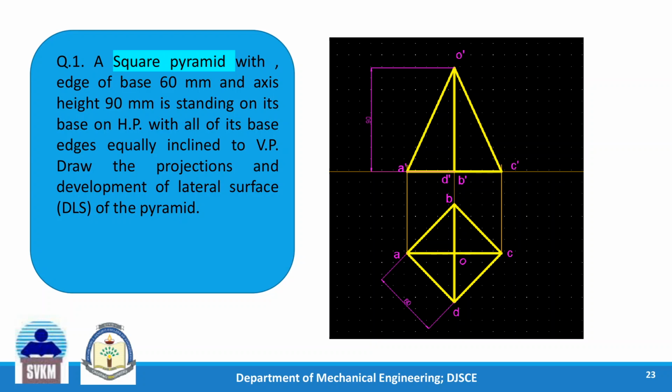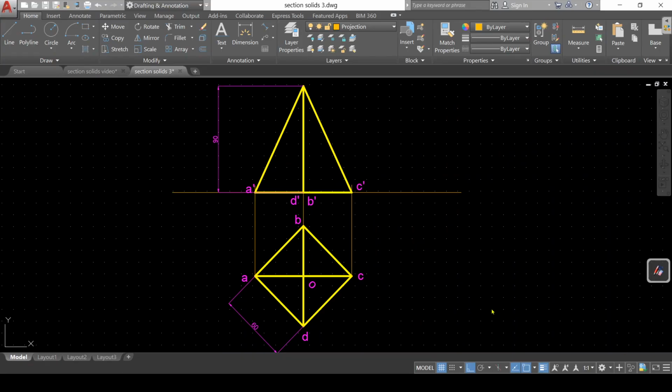Now let us understand the concept of development of this pyramid on AutoCAD. See, we have this pyramid now. To develop it, we can cut it open from any of the slant edges. We can open it from OA, OB, OC or OD, any one. So let us open it from OA.